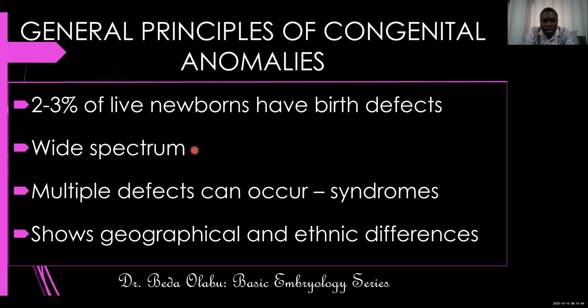Some of these congenital anomalies show geographic as well as ethnic differences. There are those abnormalities that we know tend to happen in a particular population of people. There are those that we know tend to happen in a particular geographical location. For example, the type of malformations that you get, let's say in North Africa, could be different from the type of some malformations that you get maybe in West Africa or something like that. So geographic and ethnic differences have been seen.